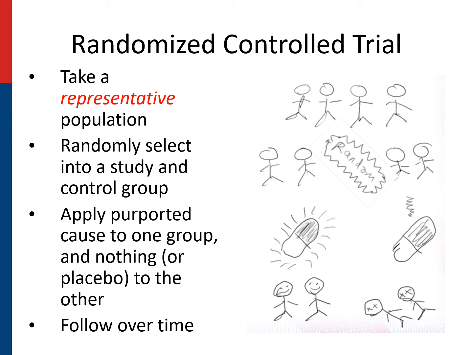So what is a randomized controlled trial? You take a representative population, and very important, this part, if you screw it up, nothing is applicable. It has to be representative to the larger population, and you randomly select that representative population into a study group and into a control group, and apply the purported cause to one group and nothing or placebo to the other, and then you follow them over time.